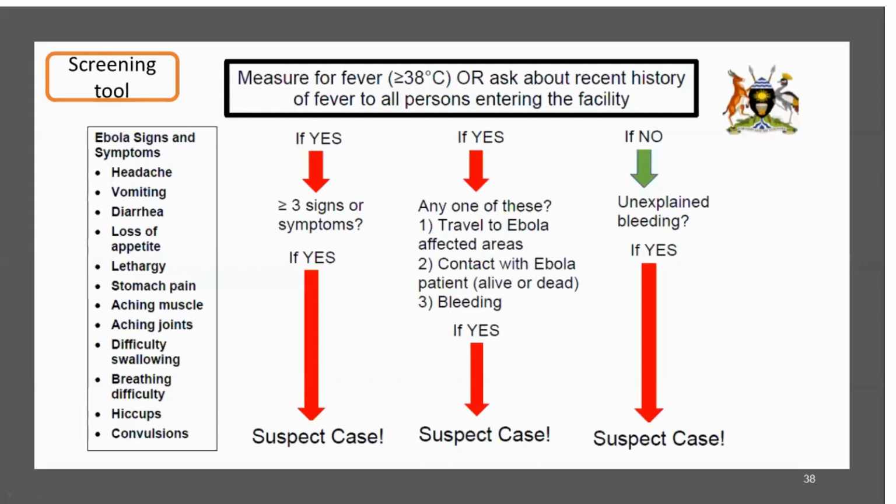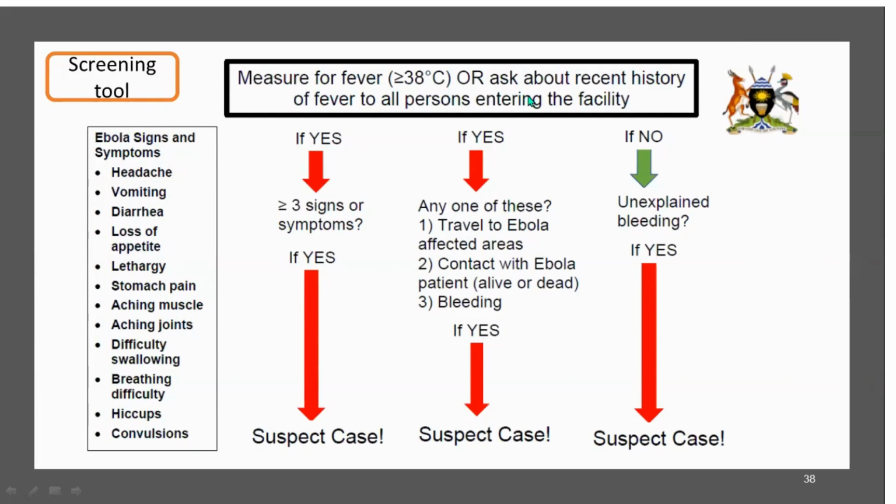The different screening tools have been designed over time and reviewed, and the final one is this version 8 of the screening tool algorithm, where we recognize all the symptoms of Ebola: headache, vomiting, diarrhea, loss of appetite, lethargy, stomach pain, aching joints and aching muscles, difficulty in swallowing, difficulty in breathing, hiccups, and convulsions. These are the frequent symptoms that patients have been having. The epidemiologists keep adjusting this list as time goes on, as they keep tallying what is frequent.